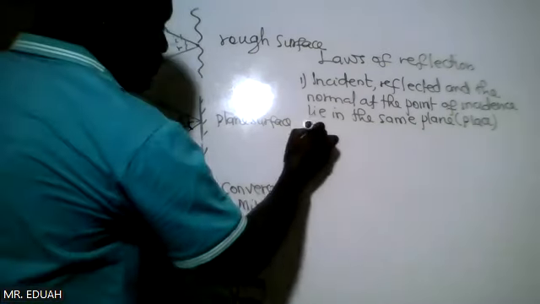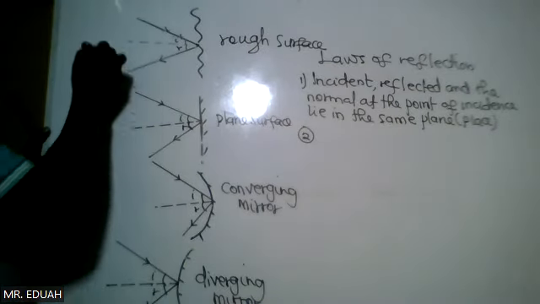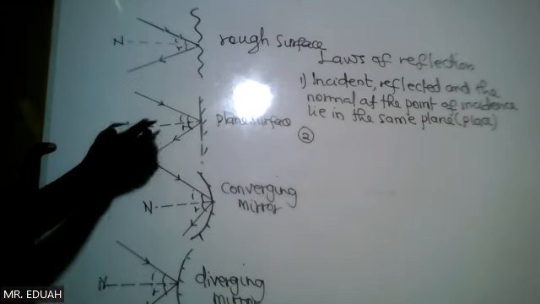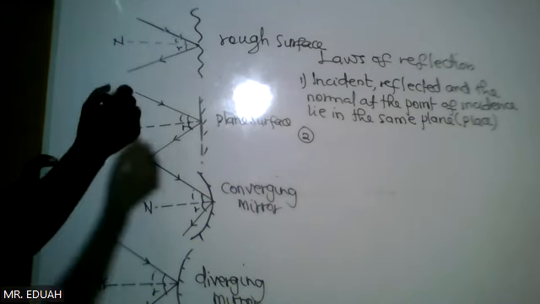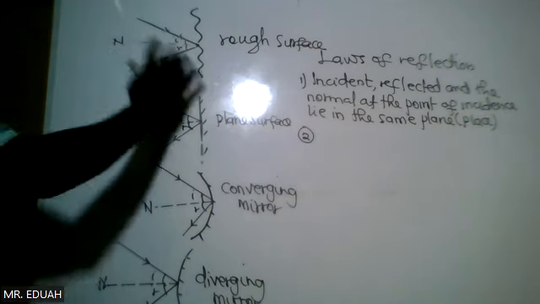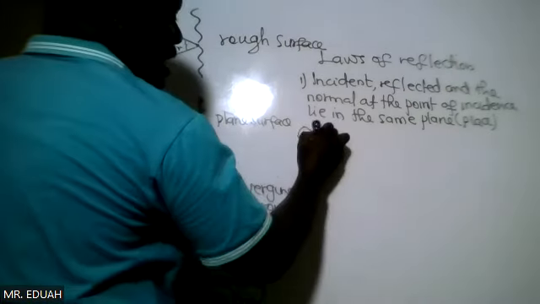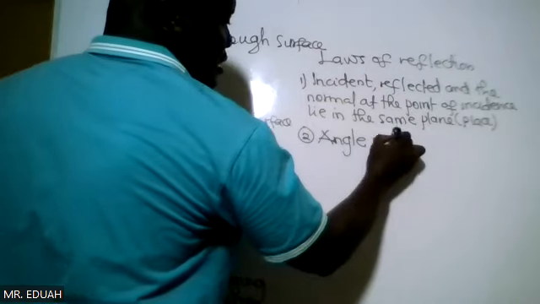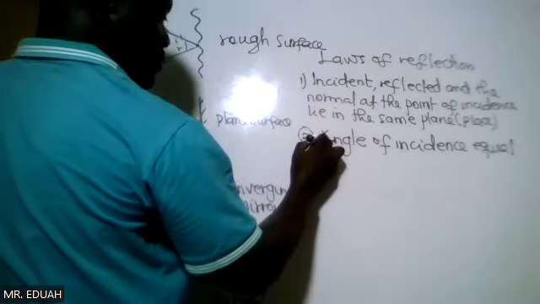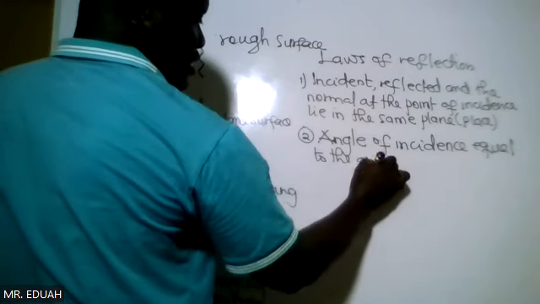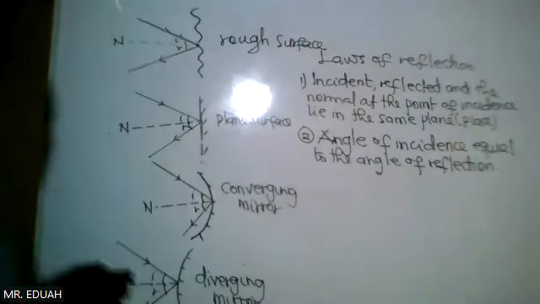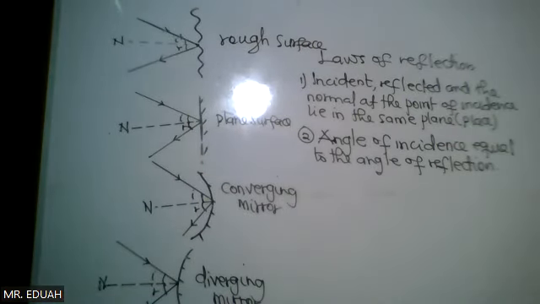The second law is that whenever you measure the angle of incidence, this measurement is from the normal to the incident ray. The angle of reflection is also from the normal to the reflected ray. In each of these four situations, you have the angle of incidence equal to the angle of reflection. And these are the two main laws of reflection.